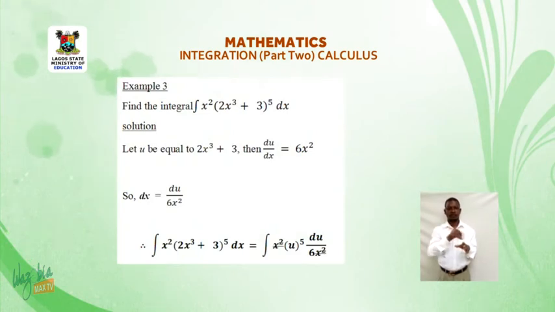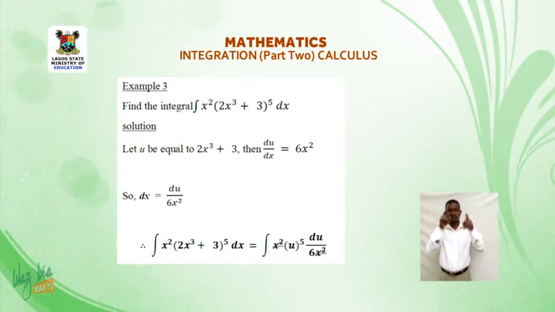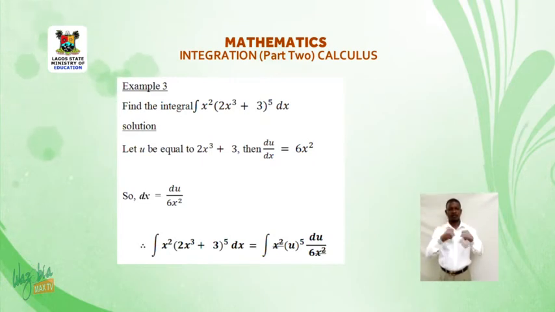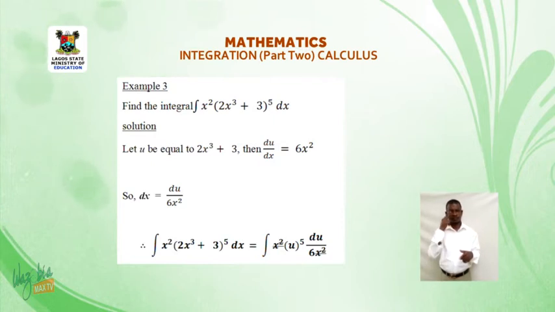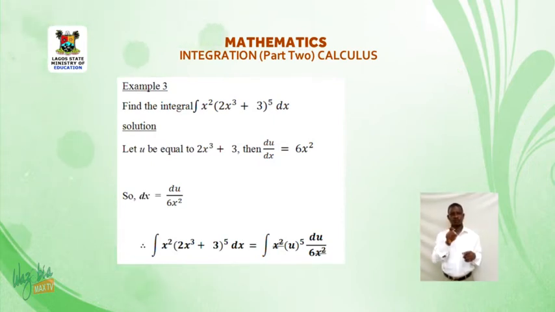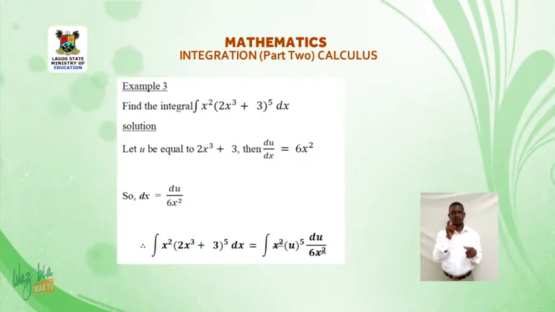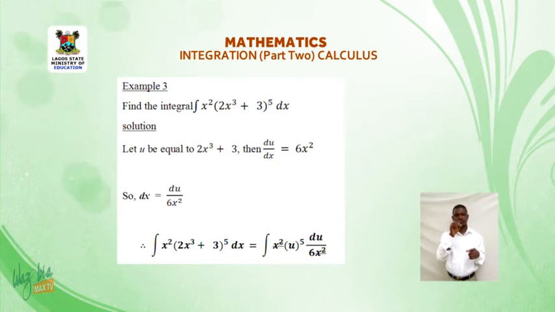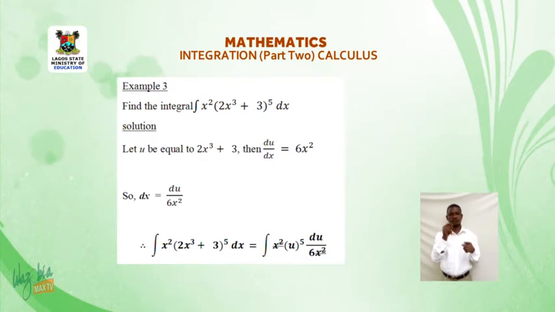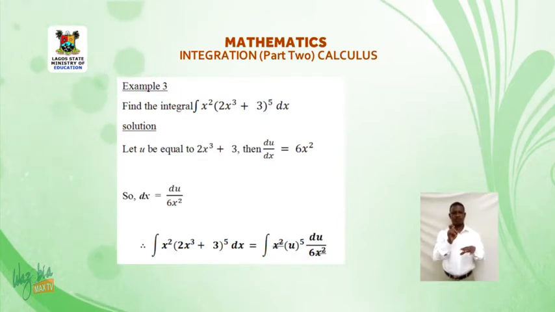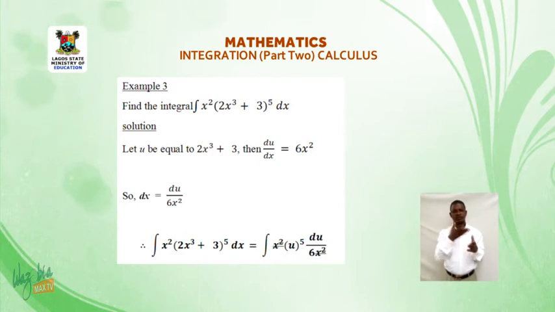Example 3. Find the integral of x squared into (2x cubed + 3) all raised to the power 5 with respect to x. Solution. Let u be equal to 2x cubed plus 3. Then du/dx is equal to 6x squared. So, dx is equal to du over 6x squared.